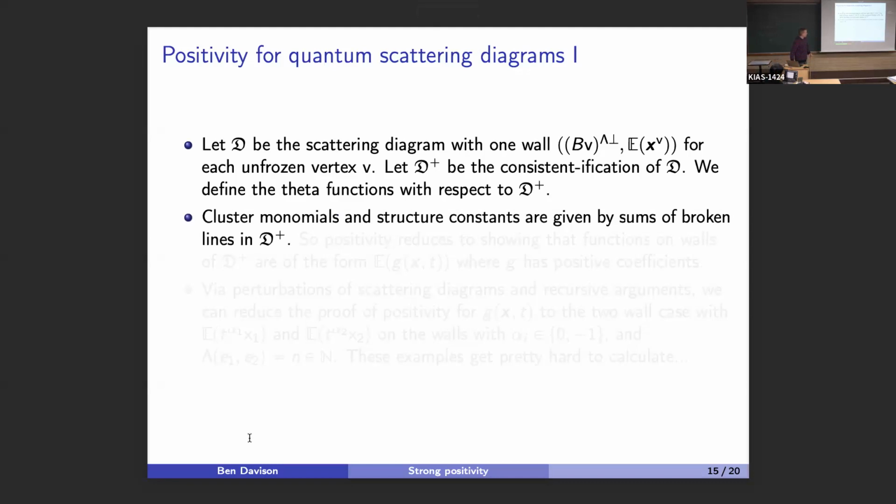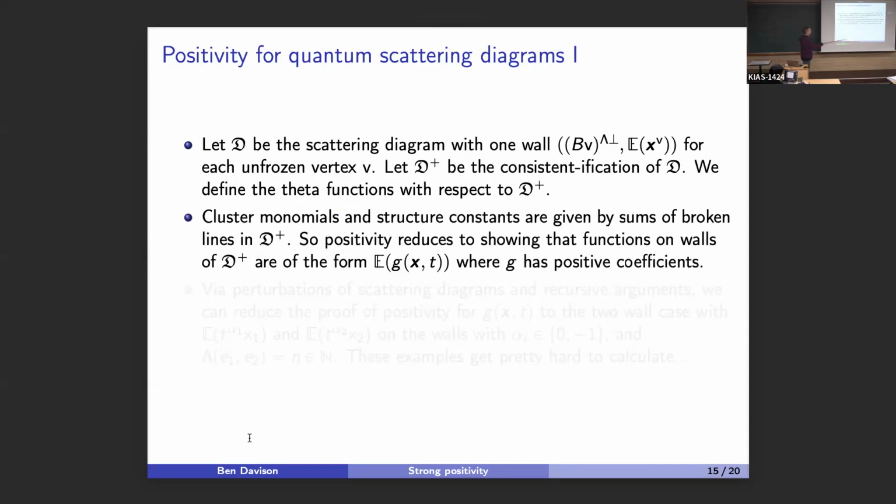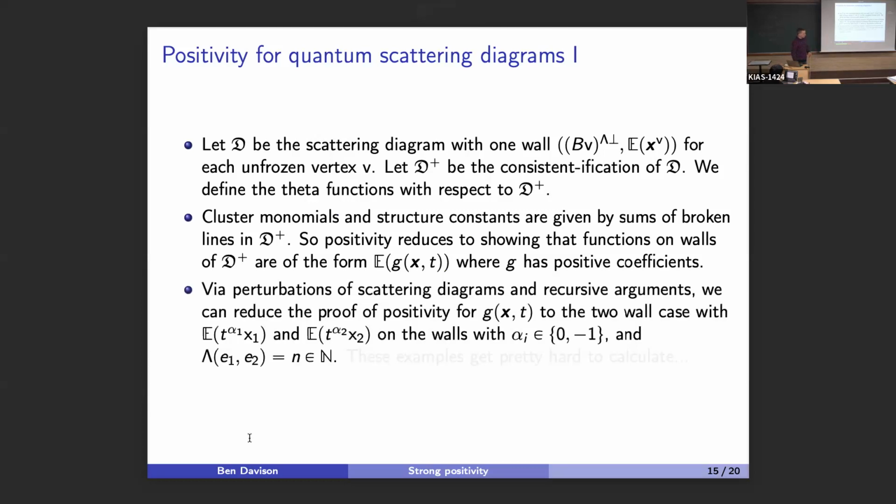Then the cluster monomials and the structure constants we've seen are given by sums of broken lines in D+, or sums over final monomials for broken lines. So positivity reduces to showing that the functions on the walls have positive coefficients. That's where we've got to. But who has a feel for how meaningful or easy that problem is?